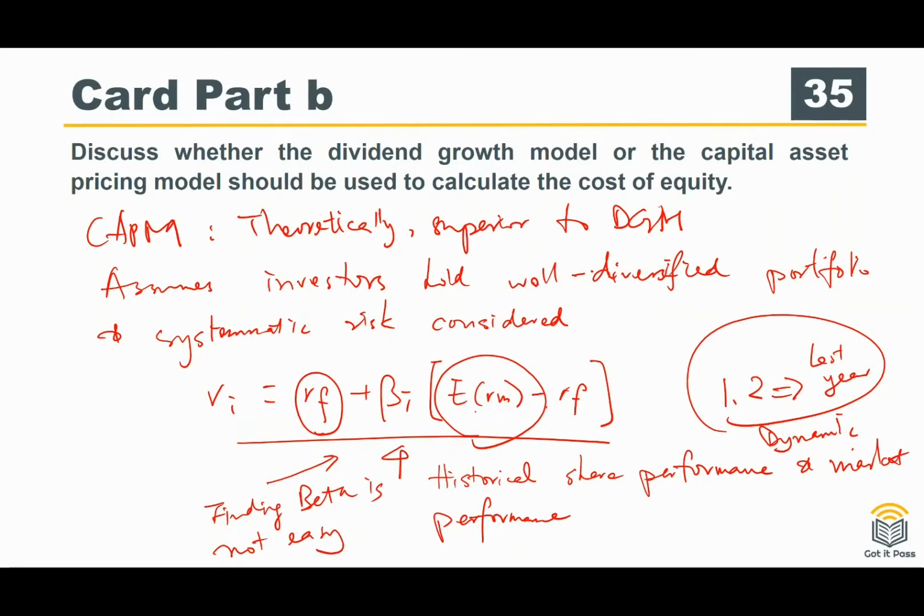But in theory, it's superior to the DGM because risk is considered. The DGM is just based on historical dividend growth rate to estimate the cost of equity. But the capital asset pricing model considers the systematic risk, which is quite important in modern finance theory. So here is the discussion on these two theories. The first one is the dividend growth model. The other one is the capital asset pricing model.